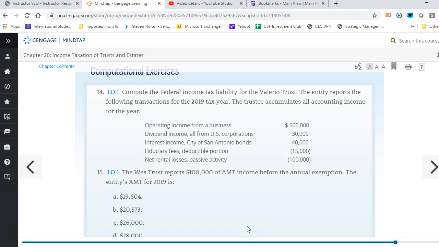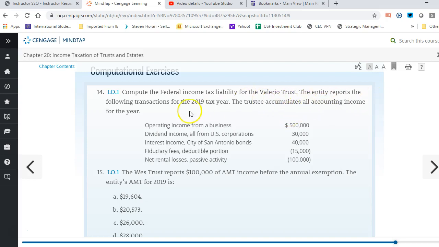Here are some of the questions for Chapter 20 that we'll go over. Chapter 20 is the chapter about income taxation of trusts and estates. So Chapter 20, question 14, we'll start out with. And it says here that they want us to compute the federal income tax liability for the Valerio Trust.